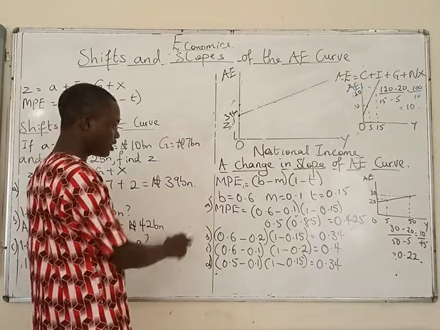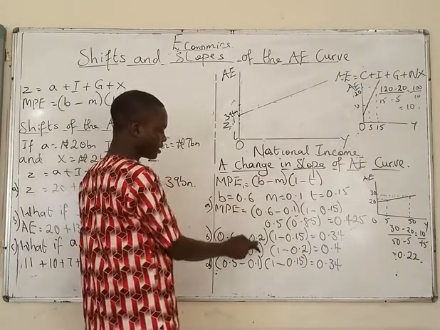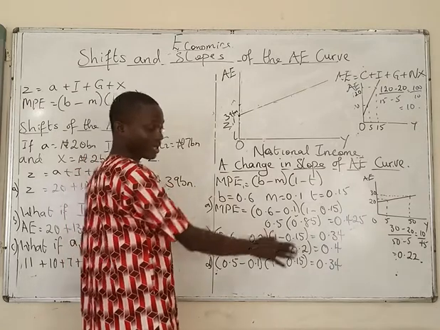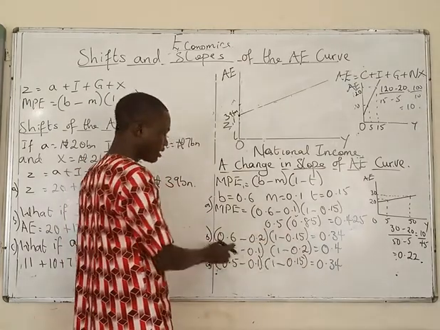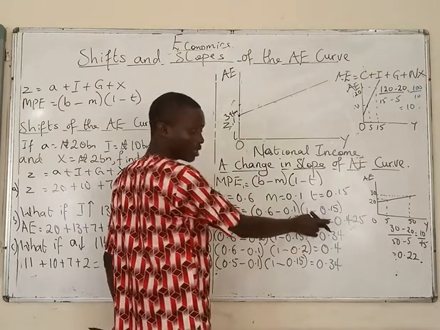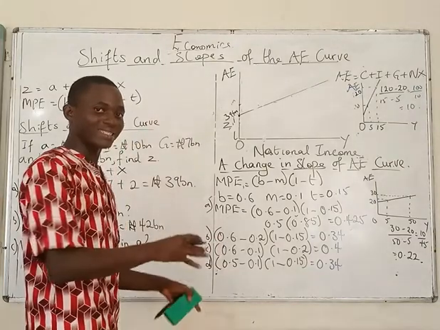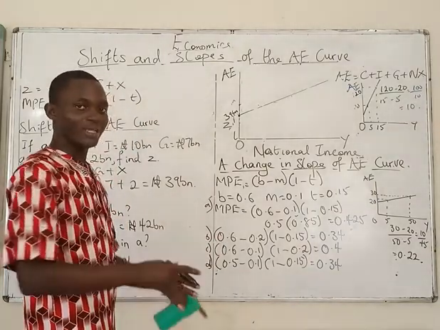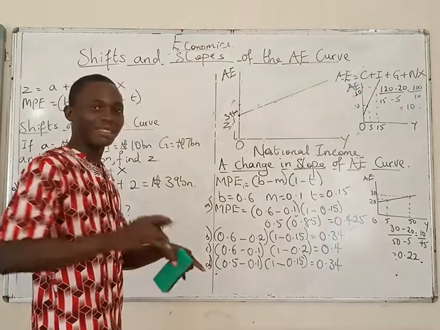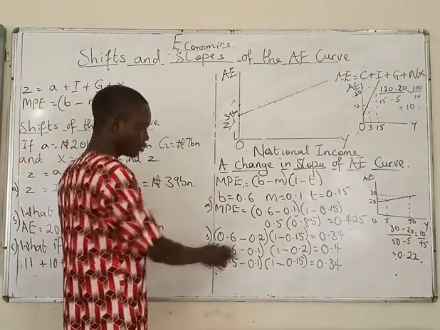Now let's assume that B is still 0.6, but then the marginal propensity to import, MPI, increases to 0.2, and every other thing remains the same. Tax is not changing. By the time we multiply everything out, we have 0.34, which simply means the MPE has decreased. Let us see what this means: when we say MPE has decreased, how does it affect that line that we are drawing?